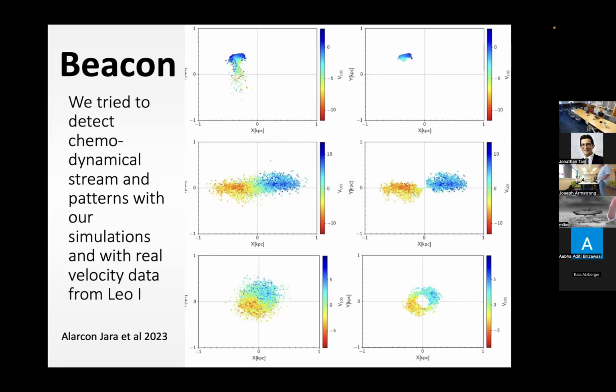If you run Beacon on our simulation with the full data set, then it detects everything. Okay. If you put 16 little objects which dissolve, it detects 16 streams. As I said, if you take as many data points as Leo 1 and convolve it with observational error, then the detection goes down to 25%.